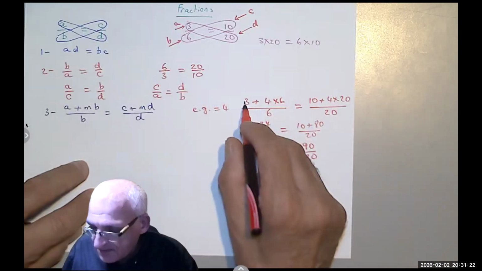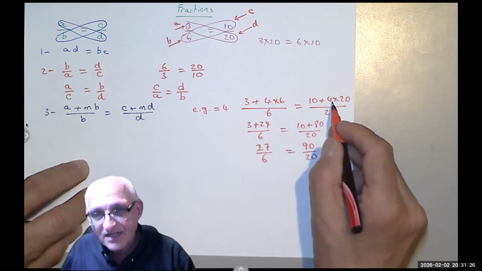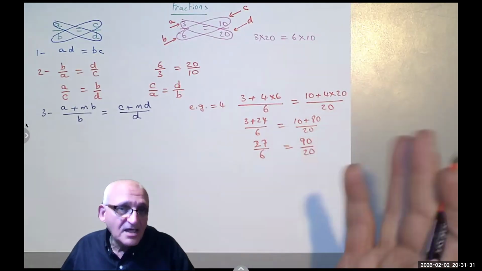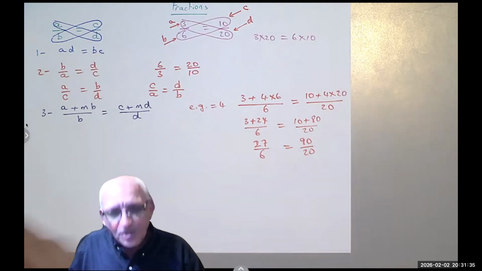Notice I could have said 3 minus that over 6 is 10 minus the same number over 20. And you will get two fractions that are negative. It doesn't matter, but it's the same. Do you know why that is?